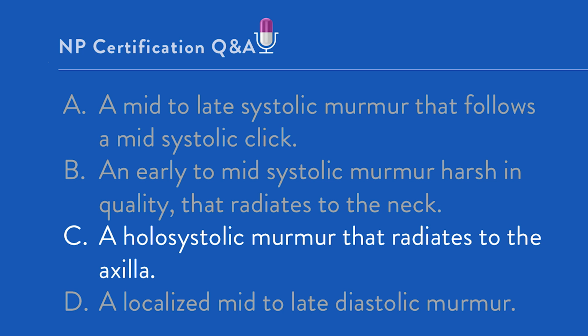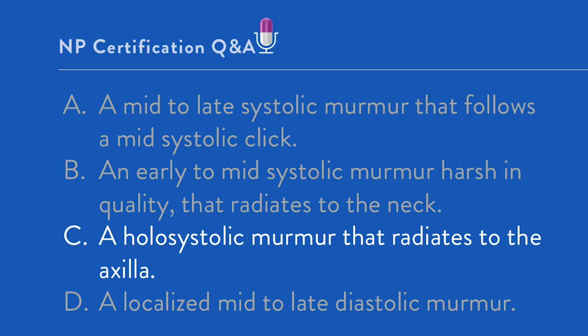B, an early to mid systolic murmur, harsh in quality, that radiates to the neck. Obviously, this is also incorrect. Please keep in mind cardiac anatomy. If a murmur radiates to the neck, that is, it's heard not only over the precordium, but also in the carotids, that murmur likely originates from the aortic valve. What we have here is the description of aortic stenosis.